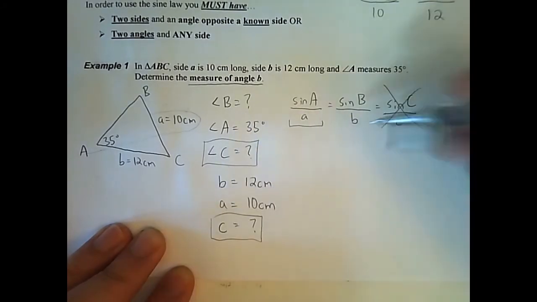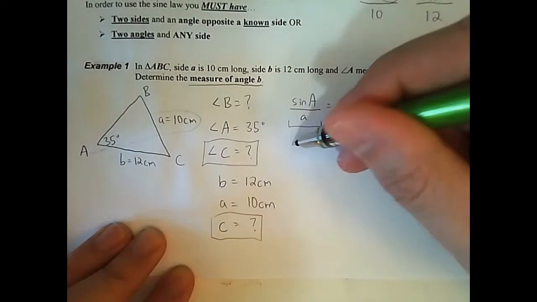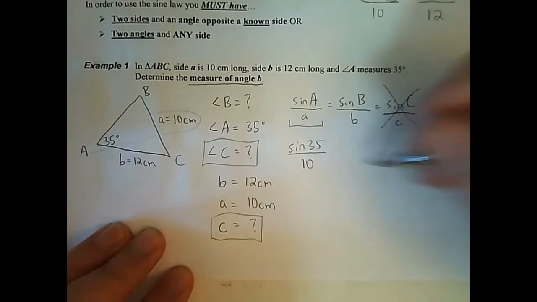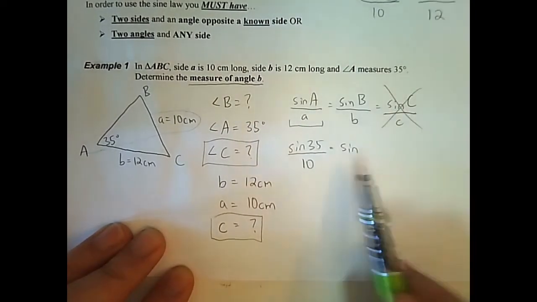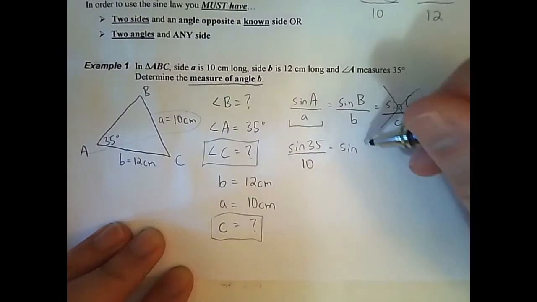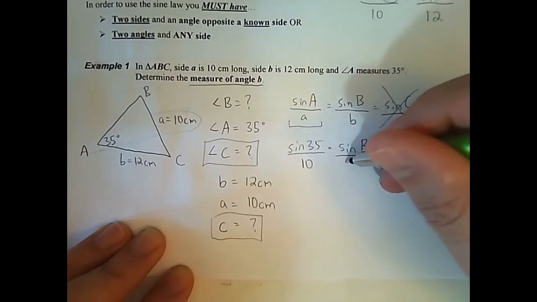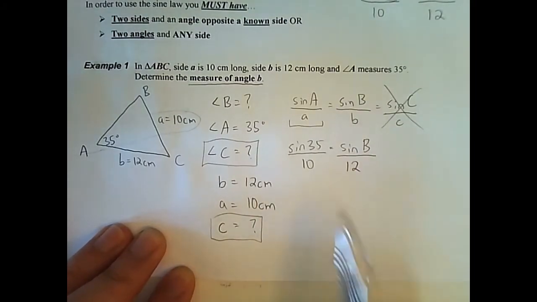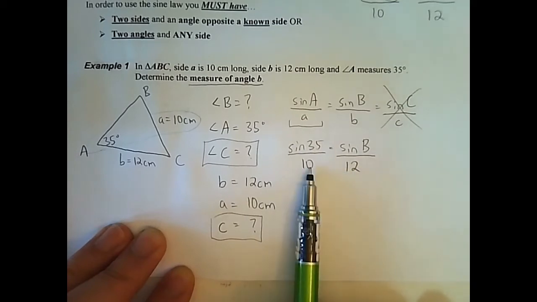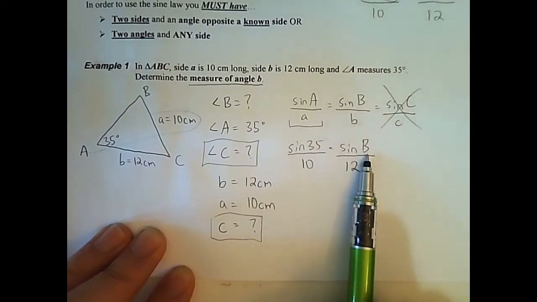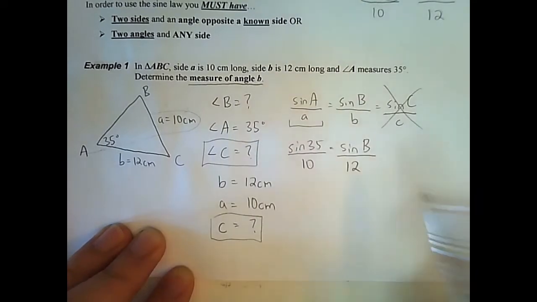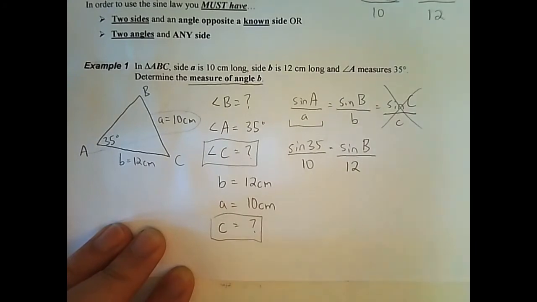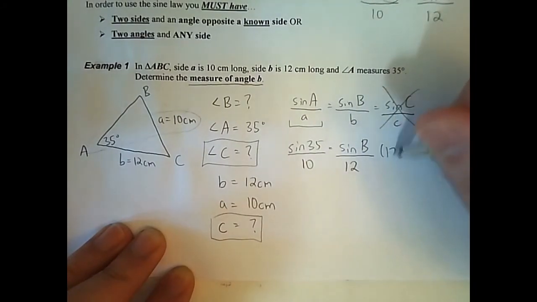Which means when I put these numbers in, let's just fill in sine A. Angle A is 35 degrees. Side a is 10. Sine B, angle B is what we're looking for based on the question, all over side b, which is 12. So now we have 3 things. I have an angle and 2 sides. I can solve for the 4th thing, in this case the angle, which is what we want here. So all I'm going to do is isolate for sine B. So first thing I'm going to do, I see a fraction, multiply both sides by the denominator.